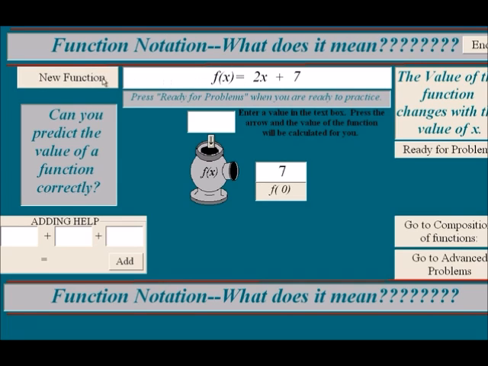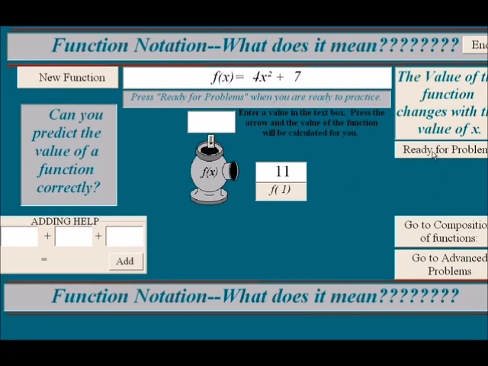And then when you come to actually work the problems, you come over here and say new function. Now notice, this is giving me a new function so that I can play this game with it. And now press ready for problems when you're ready to practice. See, we could put something in this machine, 1, and it would be 1 squared is 1 times 4, 7, 11. Kick it out, and it's going to give me the 11. So I hope you see how this machine works.